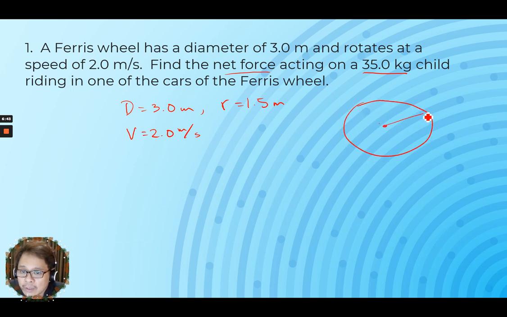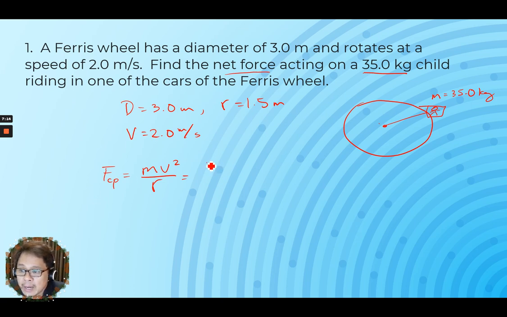So this is the Ferris wheel. It rotates, and there's a cart here. Let's assume that this one is the child. The mass of the child is 35.0 kilograms. So we are asked about the net force acting on a 35-kilogram child. So F in this case is a centripetal force. This would be mv squared over r. Now the units for centripetal force will be the same as that for ordinary forces. It will be in newtons.